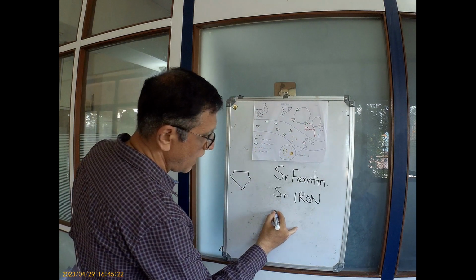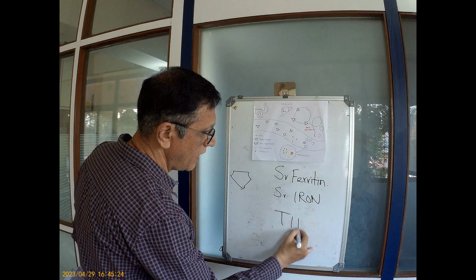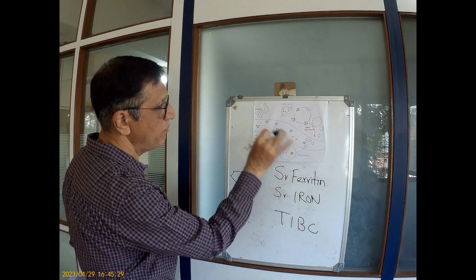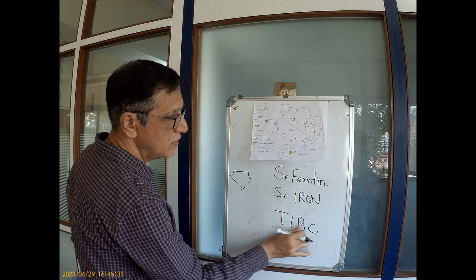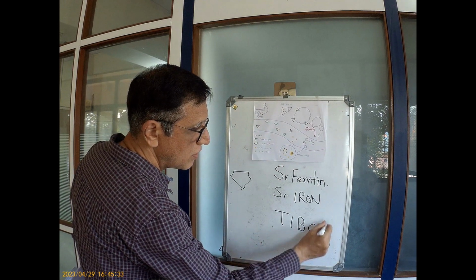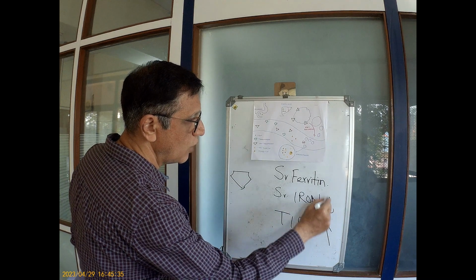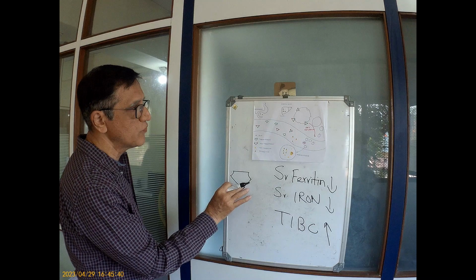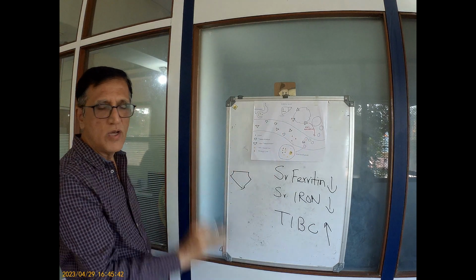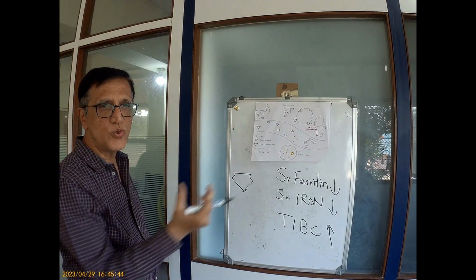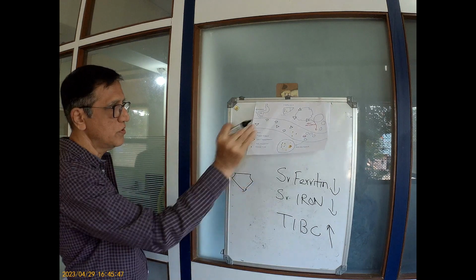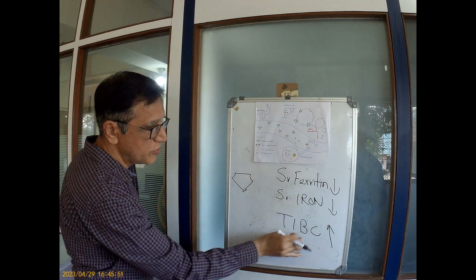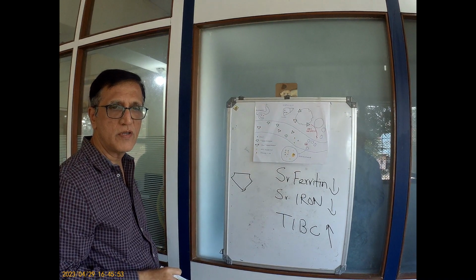So what happens next is total iron binding capacity. Iron is going down. Now the iron binding capacity will go up. This is going down, this will go up. Total iron binding capacity goes up because a lot of transferrin molecules are there. Now your binding capacity is increased, but you don't have iron. So your TIBC is going up.